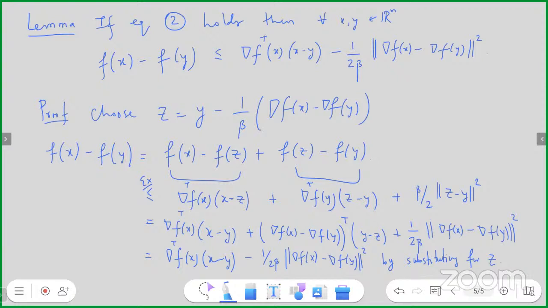Is this exactly correct? Let's just check one by one. This is 1 by 2 beta. This is correct. Now from here, how do I get here? If I were to take x minus y common, what do I get? Del f x minus del f y times simply z. Why is this y minus z? Right? No. When you are adding del f transpose y, minus of that, there will be a plus of that. Okay, so that's correct. So this term has been added.